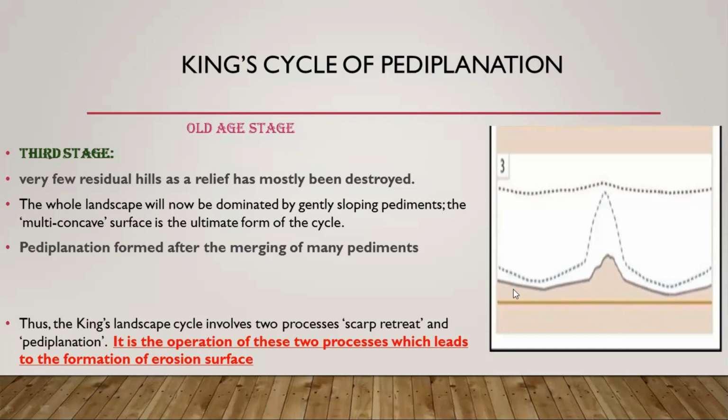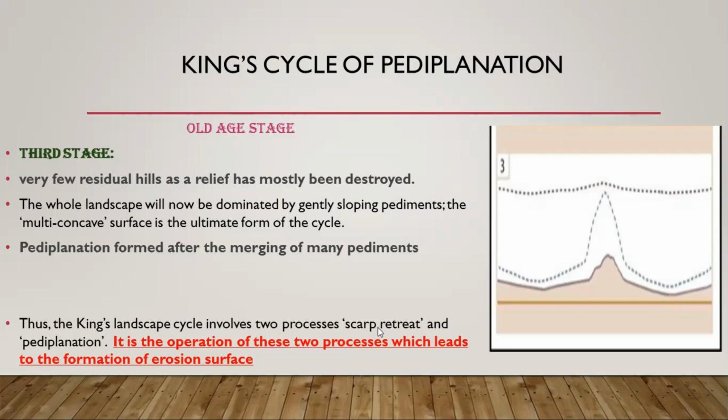And this concave feature will have a few residual hills in the form of this, and this kind of feature is known as a pediplanation feature, or pediplane, or the cycle of pediplanation. And this kind of surface we find in the African landscape. Thus, King's landscape cycle involves two processes.